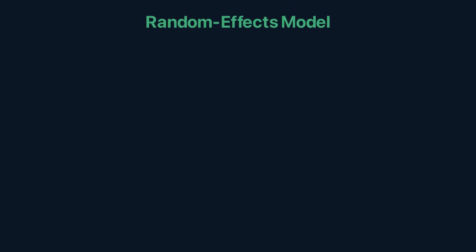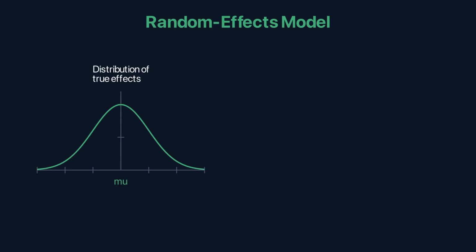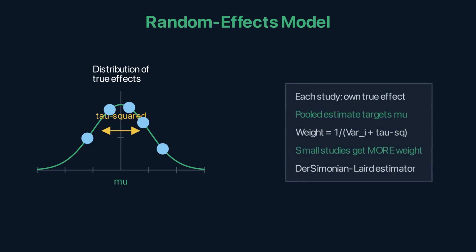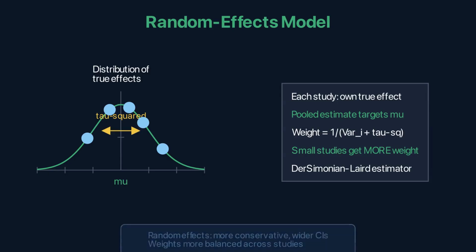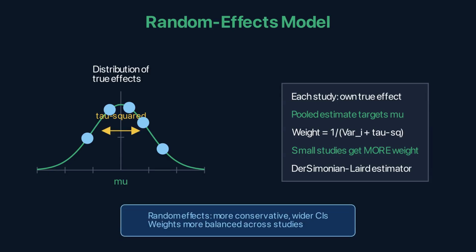The random effects model assumes each study has its own true effect, and these true effects vary across studies drawn from a distribution with mean mu and variance tau squared. The pooled estimate targets mu, the average true effect across all possible studies. Weights include both within study variance and between study variance tau squared. This makes the weights more similar across studies. Small studies get relatively more weight than in fixed effect. The DerSimonian-Laird method is the most common estimator for tau squared.